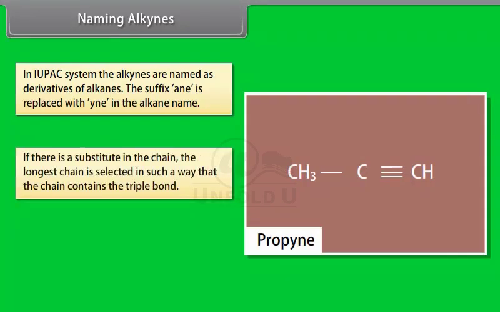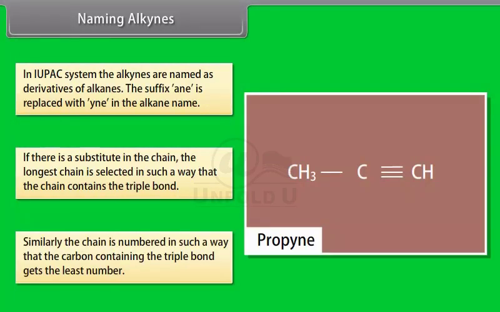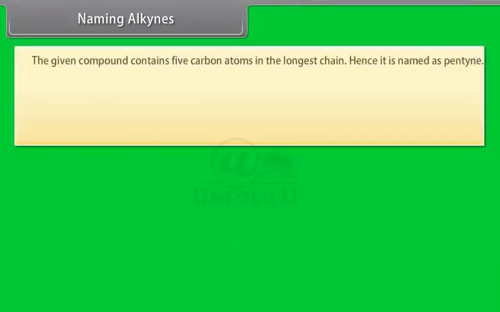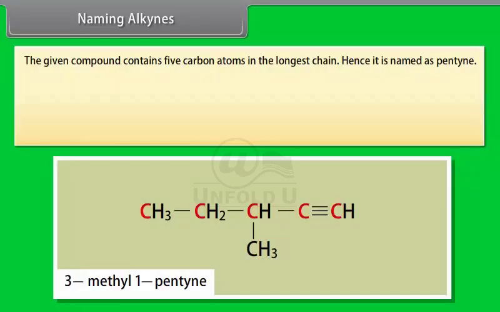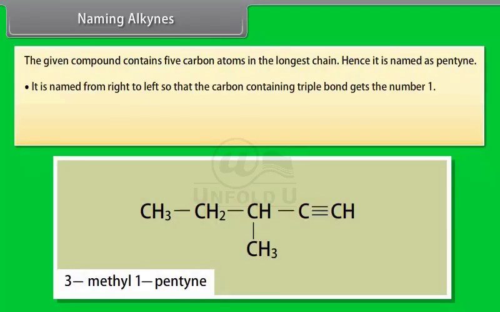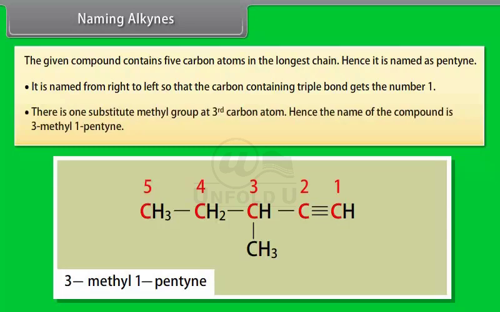If there is a substituent in the chain, the longest chain is selected in such a way that the chain contains the triple bond. Similarly, the chain is numbered in such a way that the carbon containing the triple bond gets the least number. For example, the given compound contains 5 carbon atoms in the longest chain, hence it is named as pentyne. It is numbered from right to left so that the carbon containing the triple bond gets the number 1. There is one substituent methyl group at the third carbon atom. Hence, the name of the compound is 3-methyl-1-pentyne.